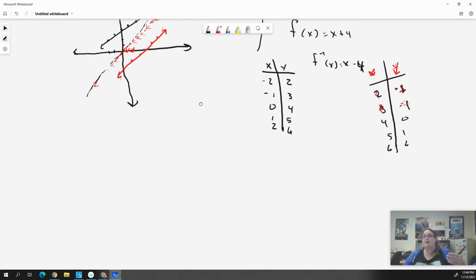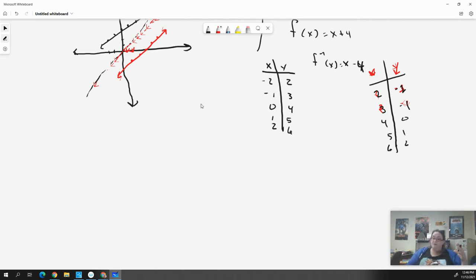And we talked about that last week when we discussed the definition of an inverse function. We said that the domain or the inputs of the original function f become the range or the y values of the inverse. And the range of the original function f, or y values, become the x values of the inverse.